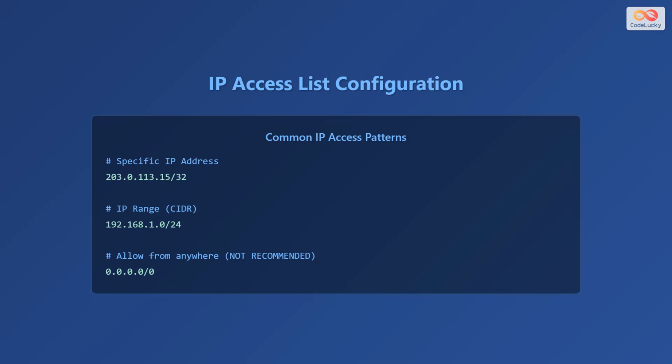192.168.1.0/24. Allowing access from anywhere is generally not recommended for security reasons. If you must do this, use the following: 0.0.0.0/0. Be very careful when using this last option.